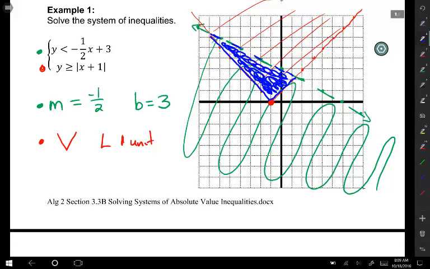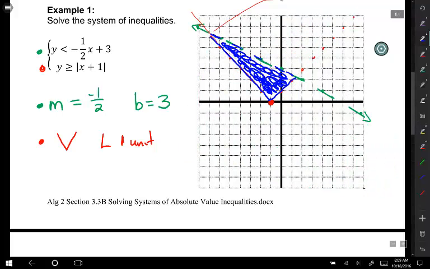Then we erase everything else? Then, theoretically, you would erase everything remaining. And the answer is just the blue. Solid on the bottom, dotted on the top, shaded in between.